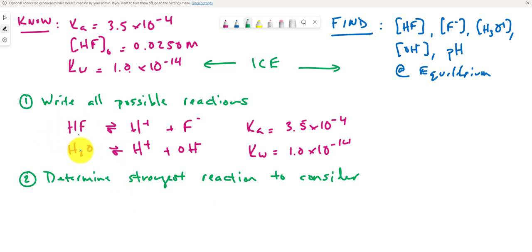Both of which are acting like acids here. Which one is stronger? Well, we have their K's here, and we can compare them. The K for HF is 10 to the minus 4, and the K for water is 10 to the minus 14. That means that HF is 10 orders of magnitude exponentially stronger than pure water, so HF is probably going to be the most dominant thing in the system that's providing hydronium ions.